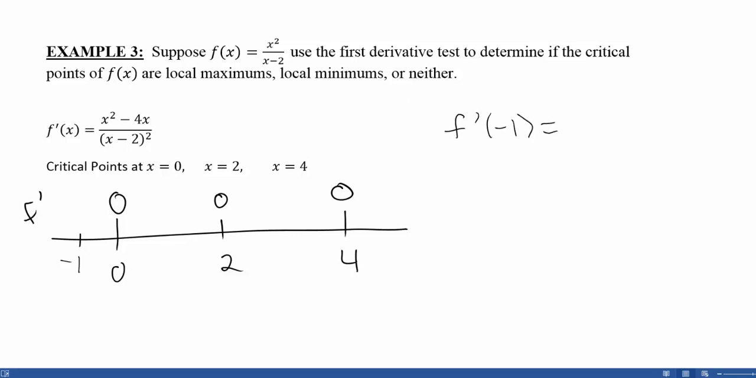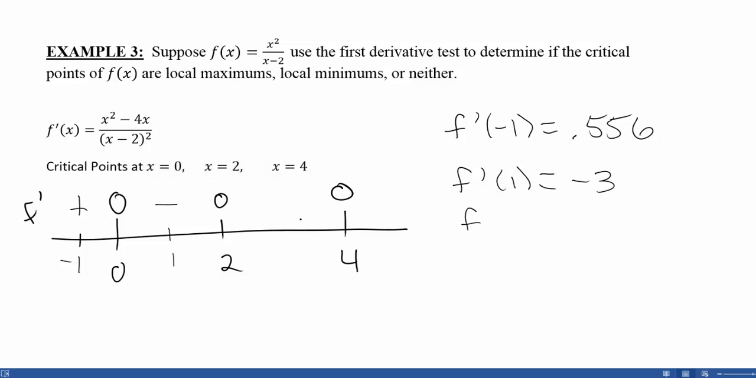When I plug -1 in, I'm going to get positive 0.556 rounded. I can round pretty early here because I'm really just concerned with whether the number is positive or negative. So even though the number is really small, it was a small positive number. I'm going to test something between 0 and 2. So I'm going to try 1 here. So if I plug a 1 into the first derivative, I'm going to get -3.